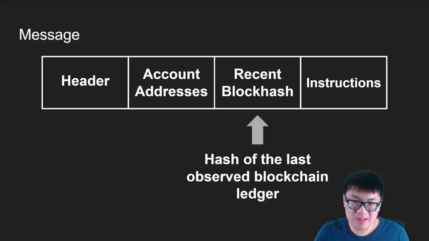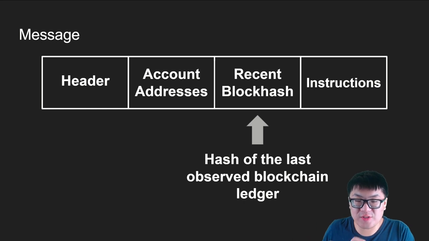Next up, we have the recent block hash. The recent block hash is just the hash of the latest block on the blockchain. It's mostly just used to see if a node is outdated or not. And just like everything else, the code handles it for you. You don't really need to do anything with this.